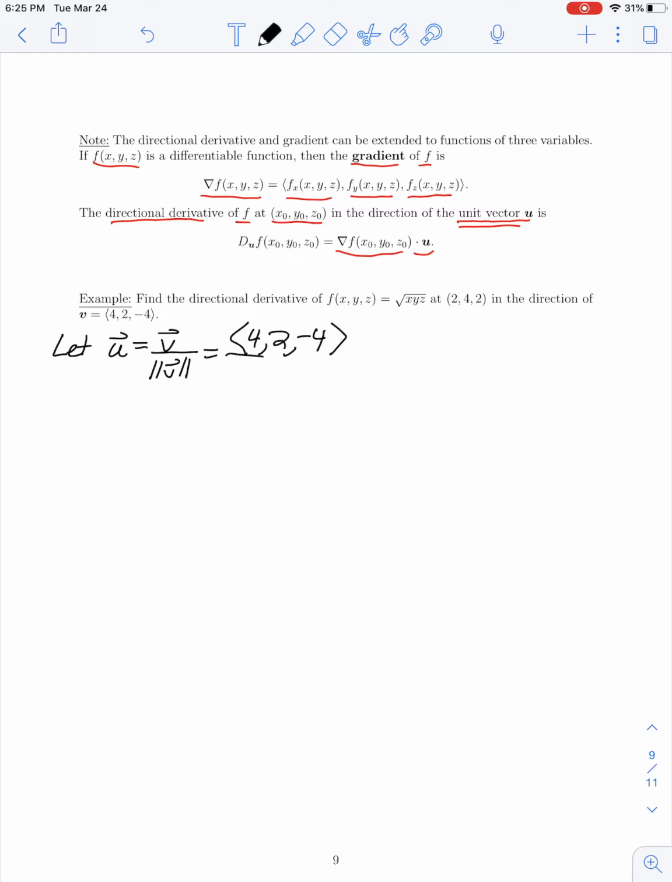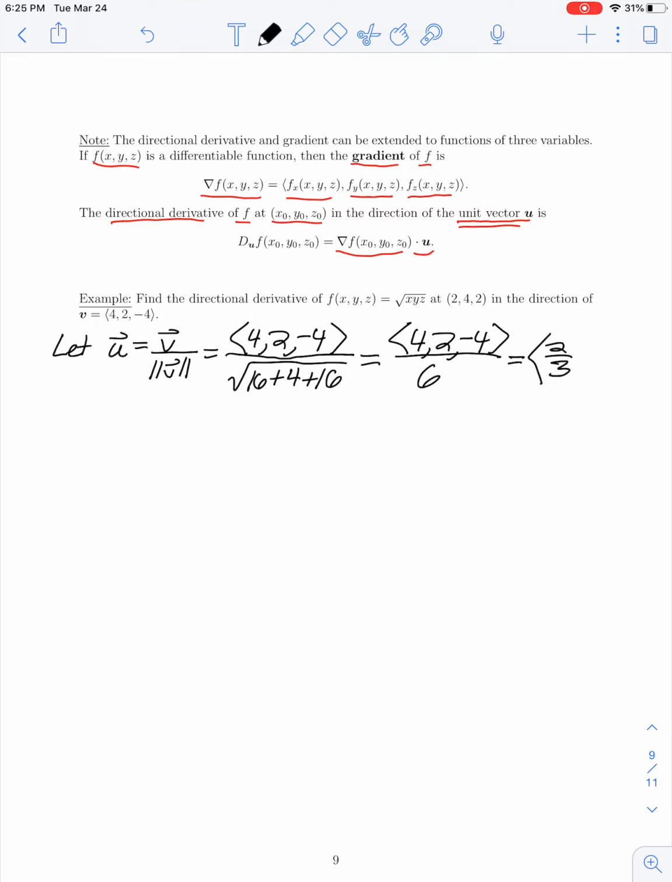So here our vector was 4, 2, -4, and its magnitude is then the square root of 16 plus 4 plus 16, which is the square root of 36, or 6, as our denominator.